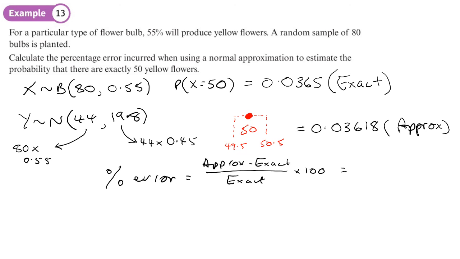So I have got rounded numbers here, so yours may be slightly different if you use the exact. So my approximate answer was this 0.03618. My exact answer 0.0365. Okay, probably should have done that the other way around so I don't end up with a negative. Divide that by the exact answer 0.0365, times that by 100, and I get 0.8675. So I've got an error of less than 1%.